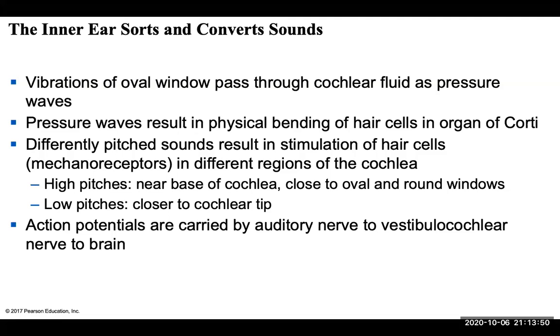So vibrations of the oval window will pass through the cochlear fluid as pressure waves. Pressure waves result in physical bending of the hair cells. Different pitch sounds result in stimulation of hair cells in different regions. We talked about this in lecture. High pitches are near the base of the cochlea, low pitches are closer to the cochlear tip. And action potentials will then be carried to the brain by the auditory nerve, the vestibulocochlear nerve.